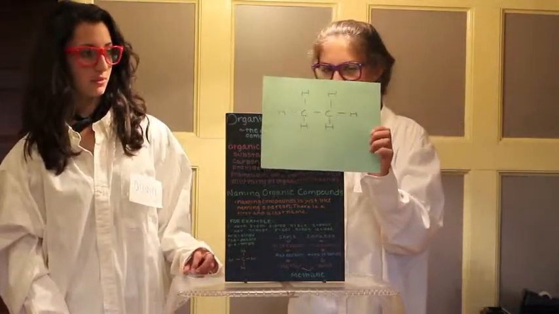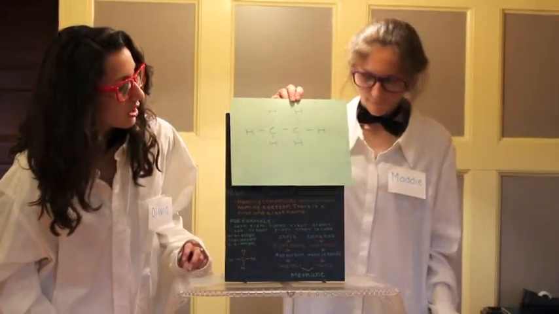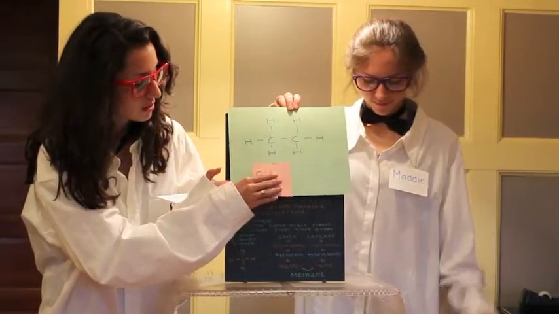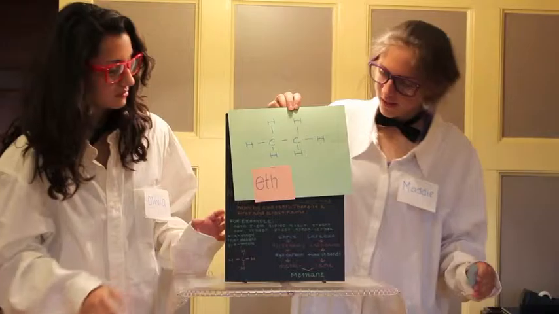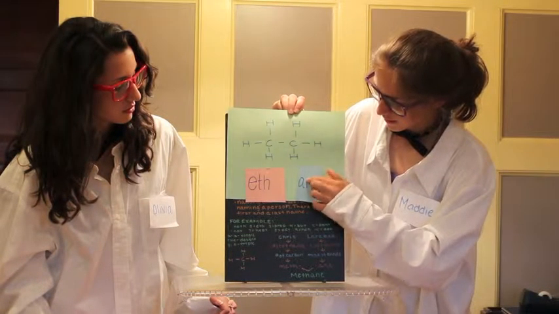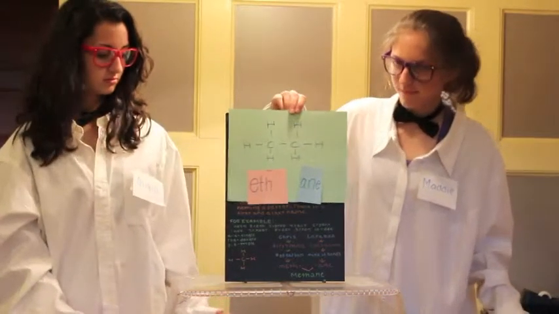We have some examples. In this example, there are 2 carbons, so we would use eth. And since there's only single bonds, you use ane. To make ethane.